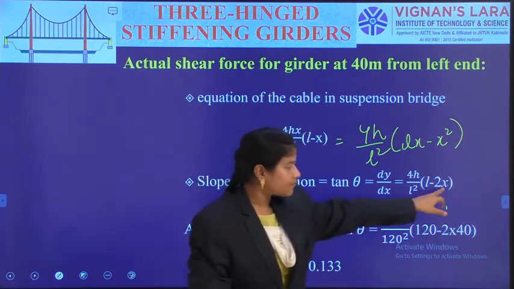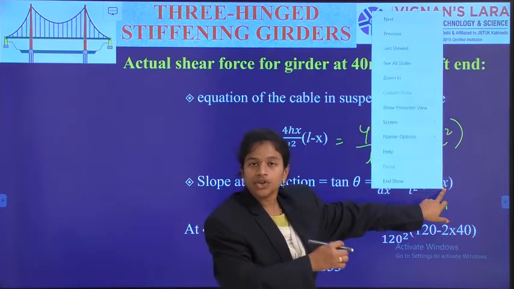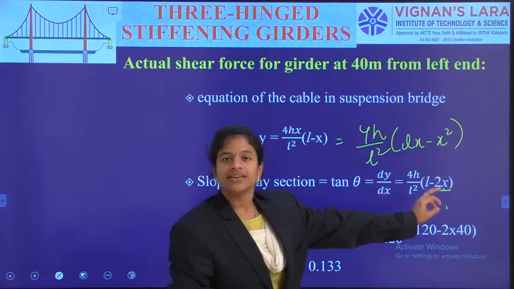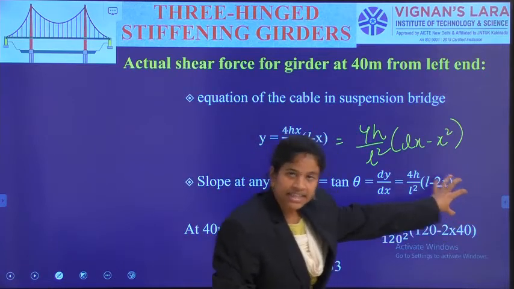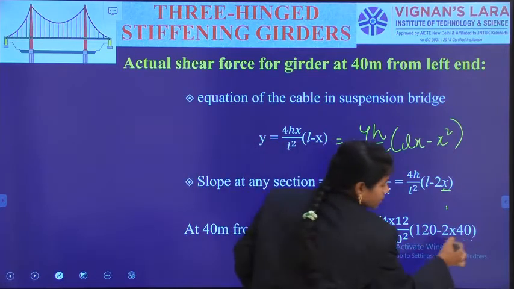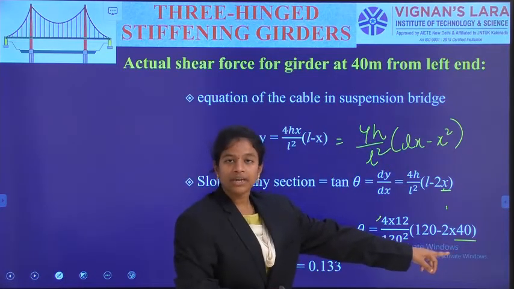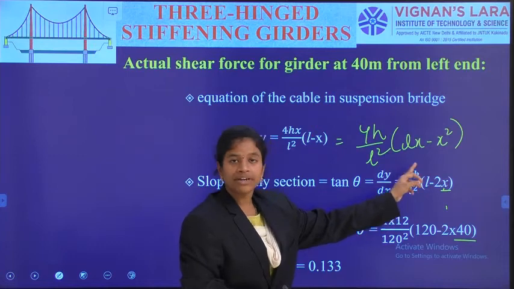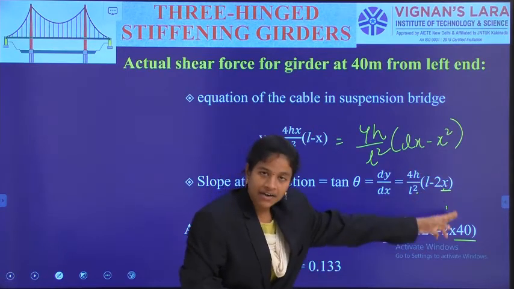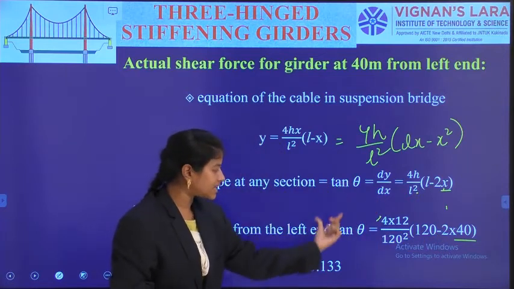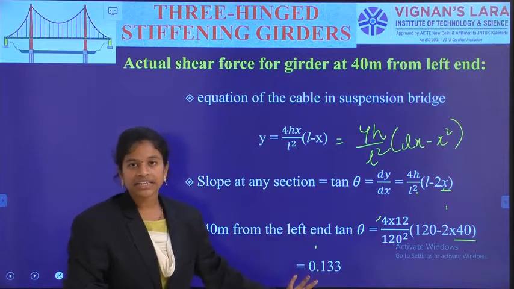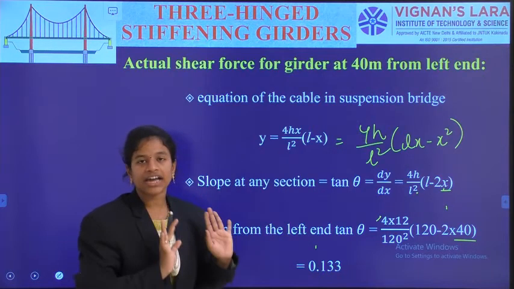Which position you want to calculate the slope, that position x I need to substitute in this. When we substitute x, the corresponding dy by dx will come. So as I need to calculate at x equal to 40 meters, substituting x as 40 meters, central dip of the cable as 12 meters and span as 120 meters. After substituting all these things, I have got the tan theta answer as 0.133. No need of converting it into angles because I need the tan theta value as it is.